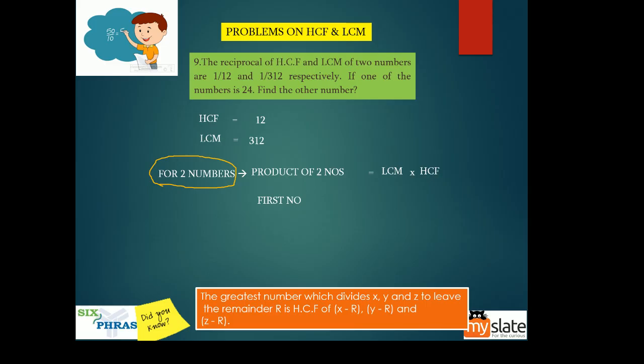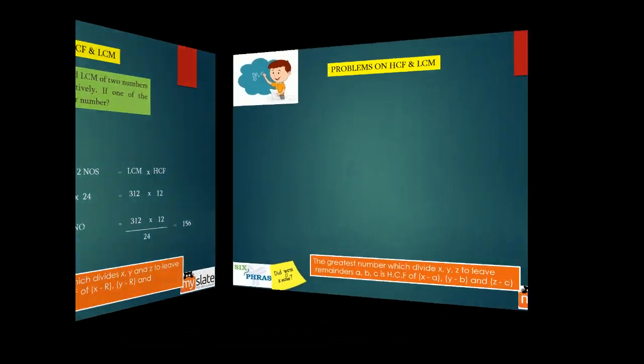So first number we don't know. We have to find that, into 24, where 24 is given in the question, will be equal to 312 into HCF. And from this, you can solve for the first number. So the final answer is 156.